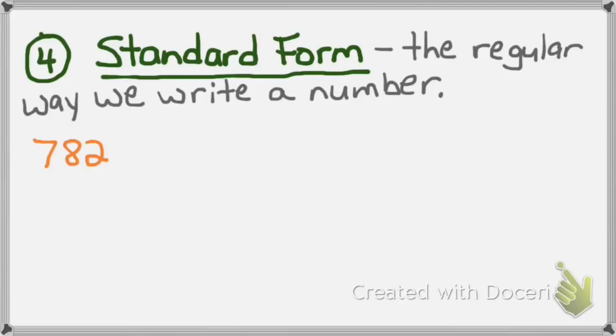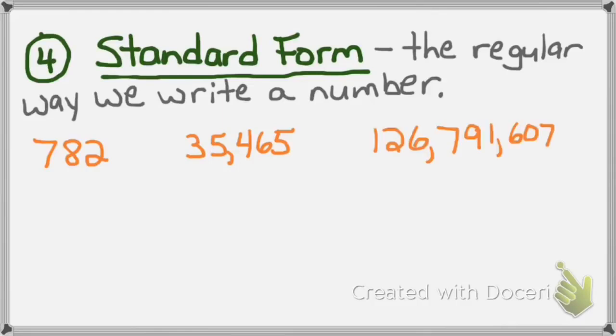Let's write 35,465. 35, comma for the thousand, 465. And that's the standard way to write 35,465. And this is the standard way to write 126,791,607. So standard form is the regular way we write a number.